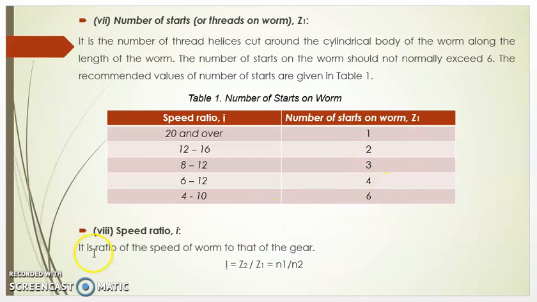Now last definition, that is speed ratio I. It is the ratio of the speed of the worm to that of the speed of the gear. Therefore, I is equal to Z2 upon Z1, which is equal to N1 upon N2. Suffix 1 is used for worm and suffix 2 is used for worm gear.